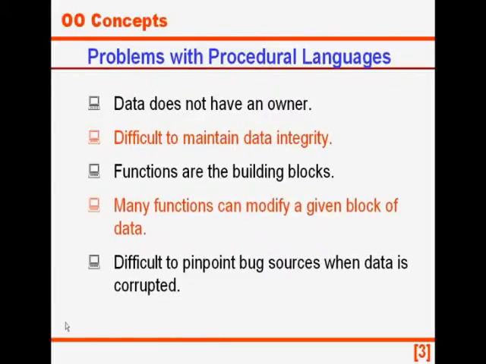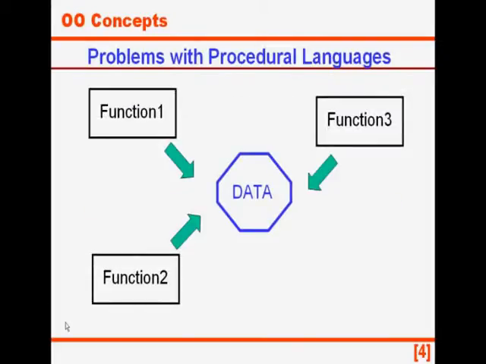Why is it so? The main building blocks of a procedural language are functions. Whether it's a Fortran program or a C program, functions are the building blocks of the program. Now, many functions can modify a given block of data. So, when the data gets corrupted or something goes wrong with the data, it becomes very difficult to pinpoint which function has misbehaved to create the bug. Here's a picture. We have here function 1, function 3 and function 2 all using shared data.